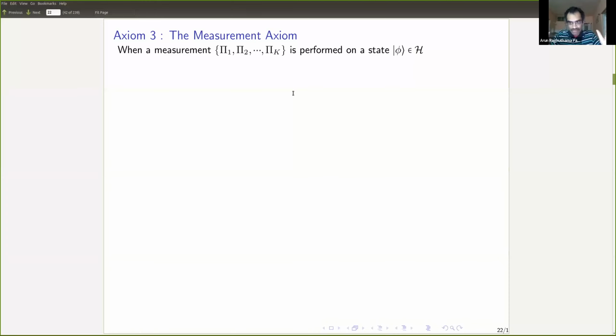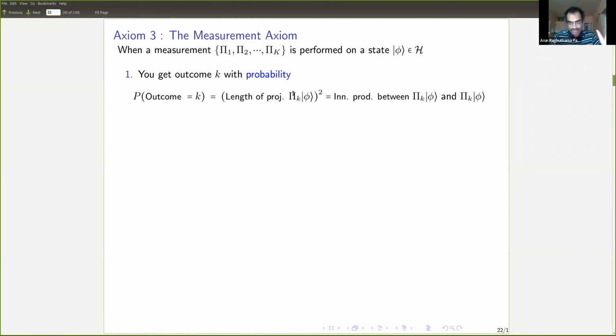Okay, you'll have to kind of gulp this feeling. The outcome of your measurement is random, and the probability that you get the outcome k is equal to the length squared of the projection pi k. So take the projection pi k phi. Remember that you had that axis and you projected it, and you will get the projections a squared or b squared. The probability that you will get the outcome k is the length squared of pi k phi.